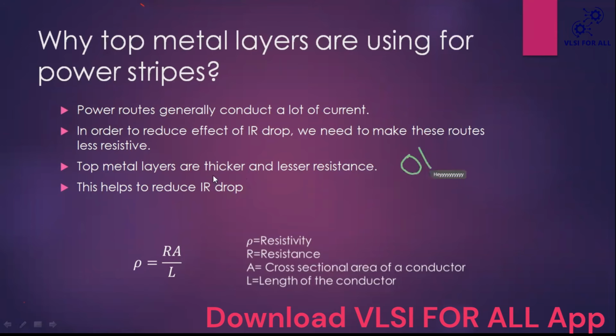These are the reasons. Power routes generally conduct a lot of current, because from the time the chip is enabled until the chip is turned off, these routes continuously provide power to the standard cells.